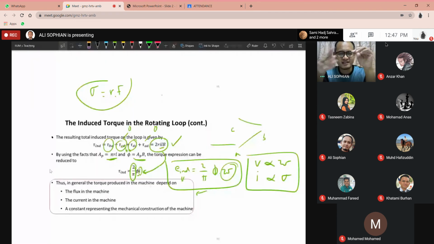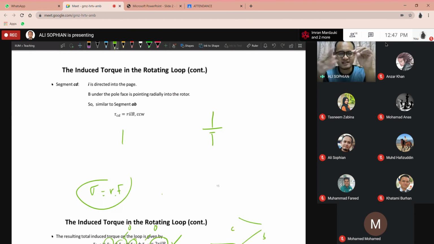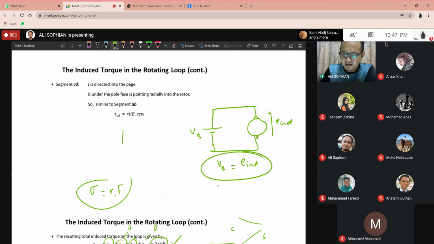Let's say you've got a battery, and then you've got a motor. This motor will generate induced voltage at steady state speed. I should say that the induced voltage will be the same as the voltage of the battery, and therefore no current will be flowing. So current will be zero.